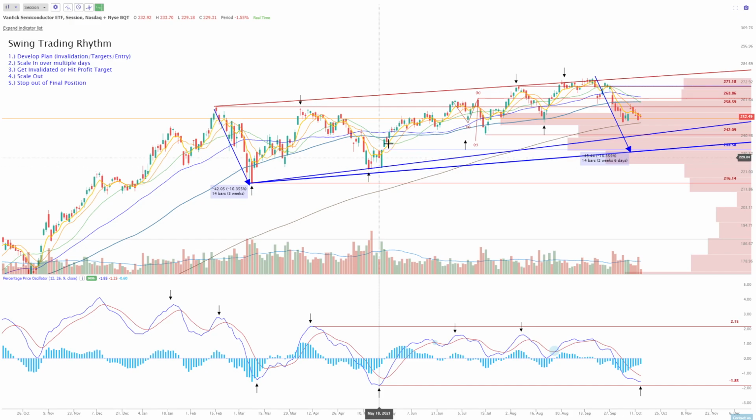Wait for one of two things to happen. Either we're going to get invalidated and price is going to come down here and break this level, or we're going to come up here to the first profit target at 250. Once you hit the first profit target, you scale out. You scale out a third, you scale out a half, whatever you feel comfortable doing.